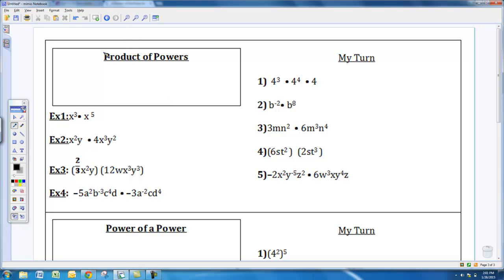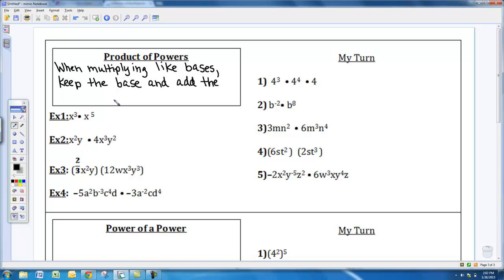Okay, the product of powers rule is when we are multiplying like bases, and the rule is: when multiplying like bases, keep the base and add the exponents. When multiplying like bases, we are going to keep the base and add the exponents.